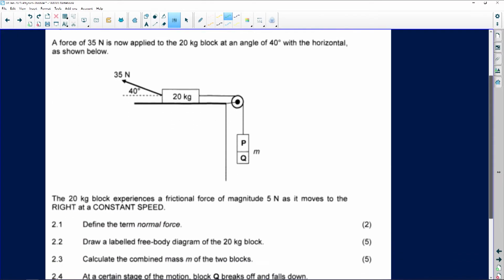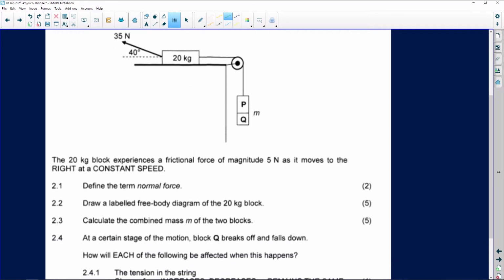This is the structure that we have. The question further gives us information by saying the 20 kilogram block experiences a frictional force of magnitude 5 newtons as it moves to the right at constant speed. Question 2.1 says, define the term normal force.